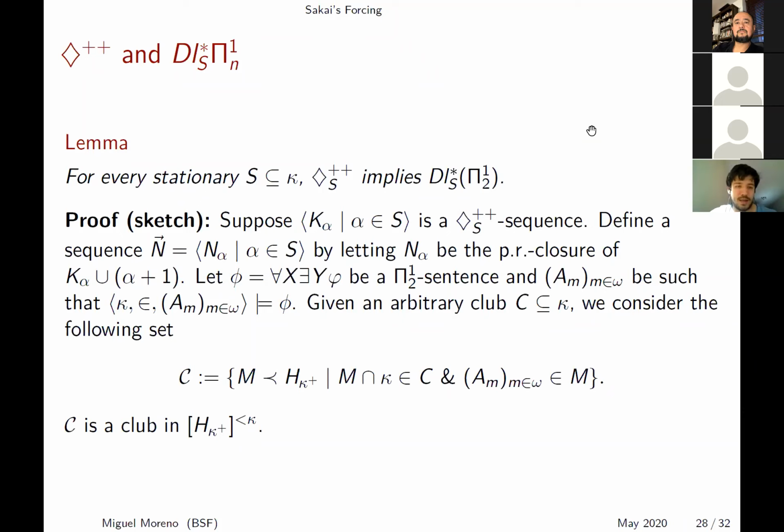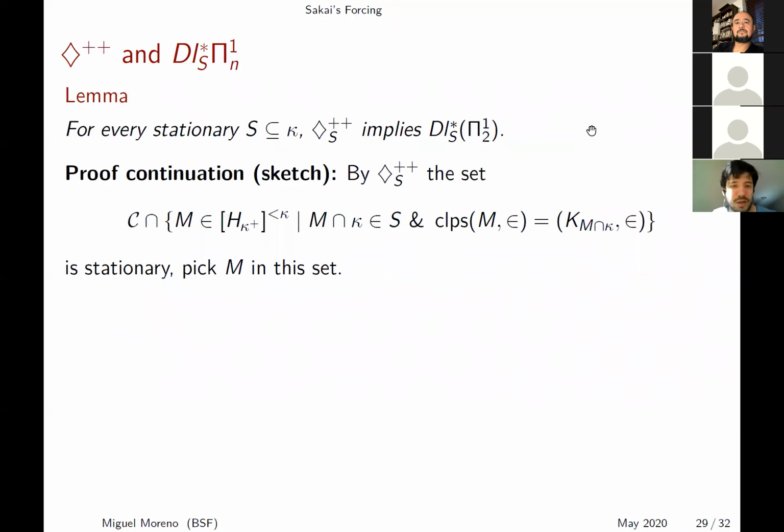So now, okay, we continue. By the second part of diamond plus plus S, we know that if C is a club, then the intersection with the set that the diamond plus plus says is stationary is stationary. So now we know that this set is stationary. The only thing that we need to prove is that every M in this set believes phi, in the sense that if we take any M there, then it will believe phi after the transitive collapse.